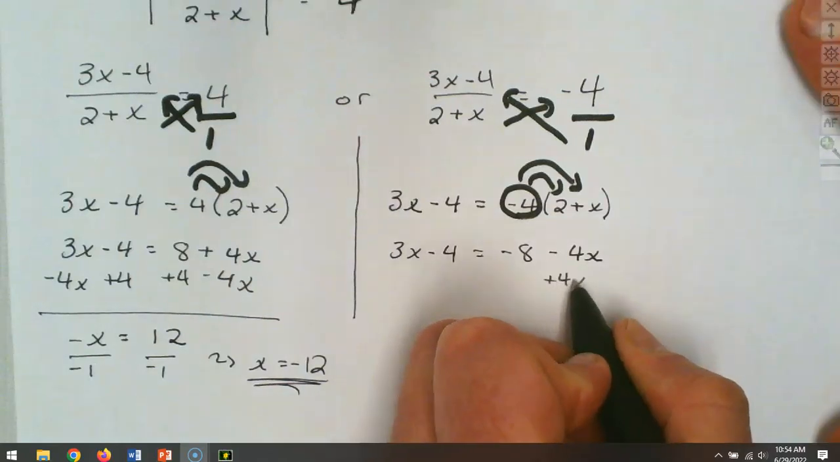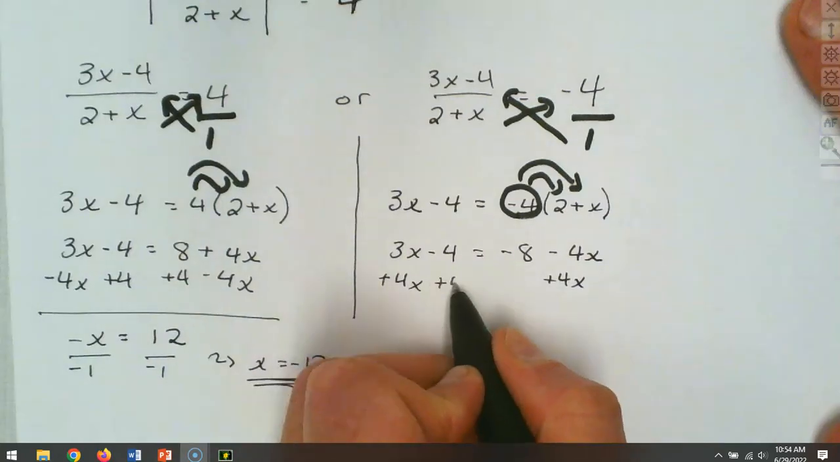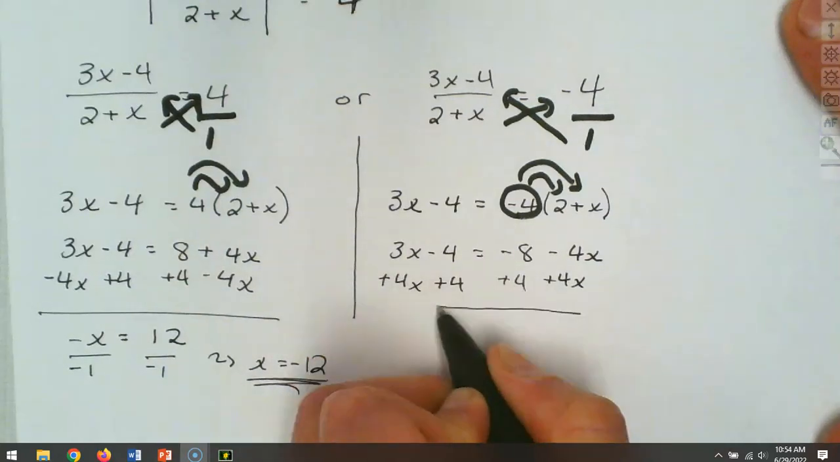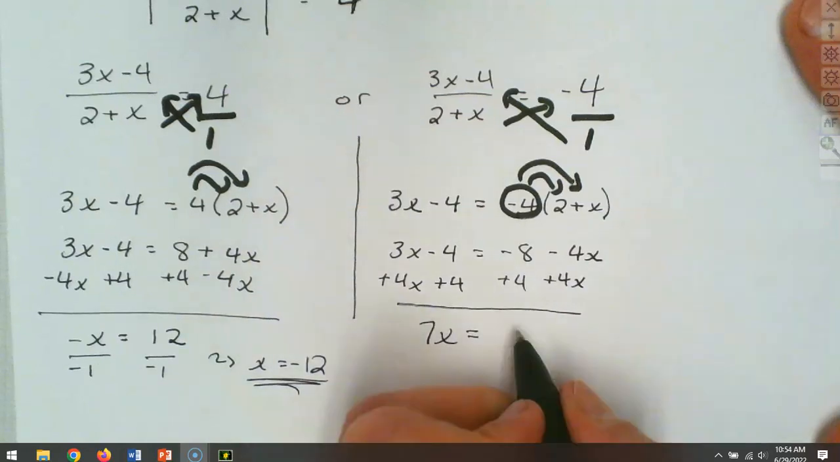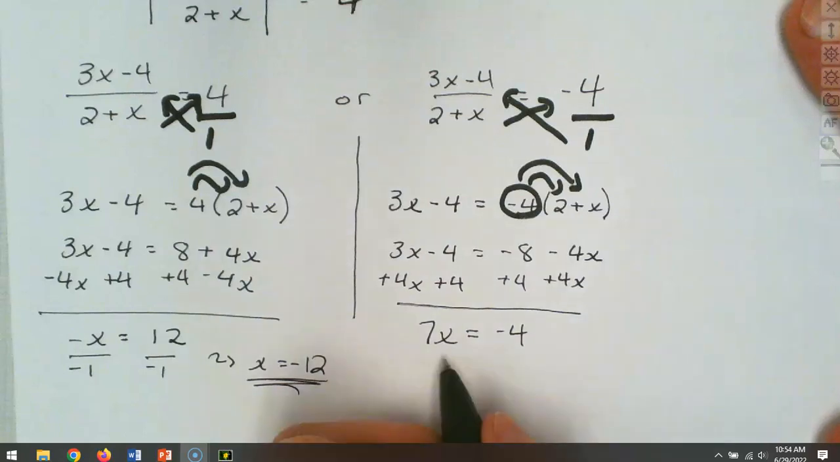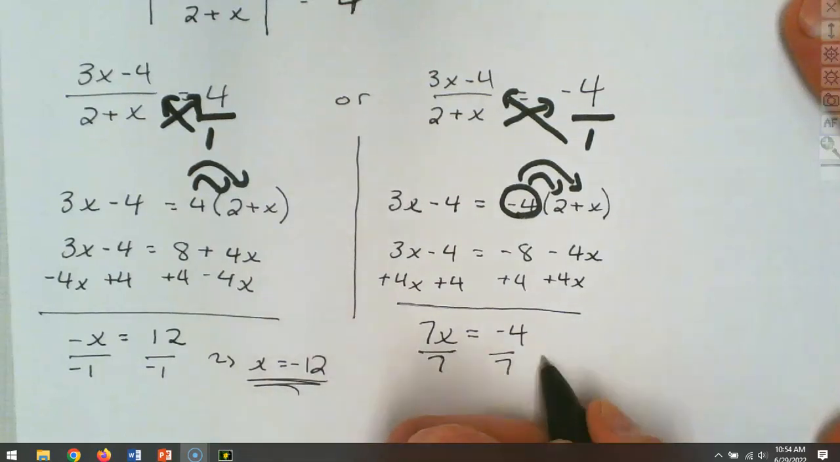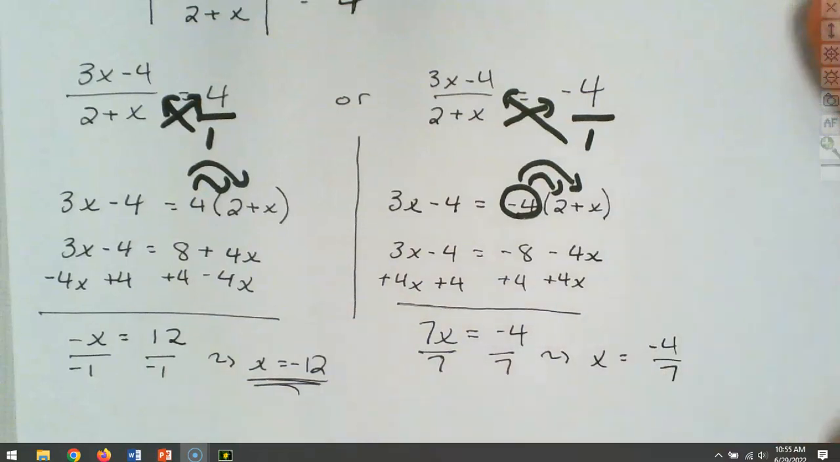So add your 4x. Add your 4. And now we've got 7x equals now a negative 4. Divide by our 7. And now we've got it as x equaling a negative 4/7. And there we go.